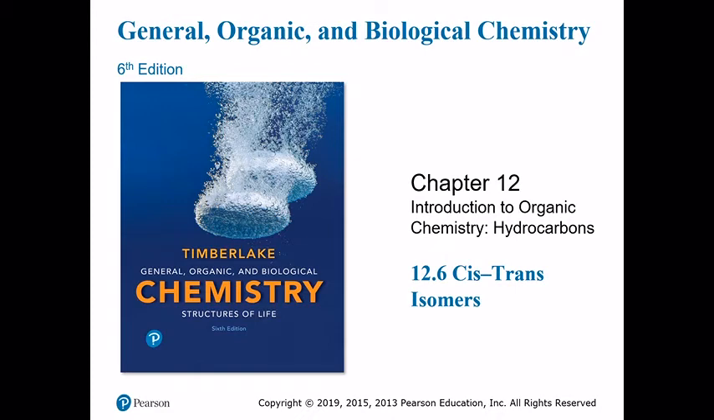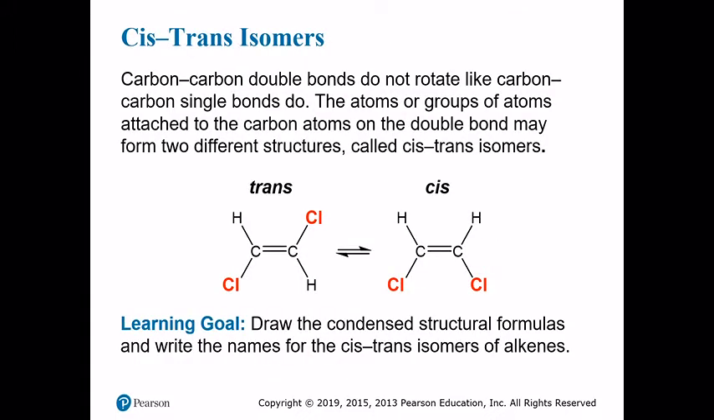This is chapter 12. Section 6 is about cis-trans isomers. In an alkene, the double bonds between carbon atoms aren't able to rotate the way that the single bonds in an alkane can. That means that all four atoms that are attached to the carbons in a double bond are held in a fixed position. We can't rotate one side relative to the other to transform it into a new conformation.